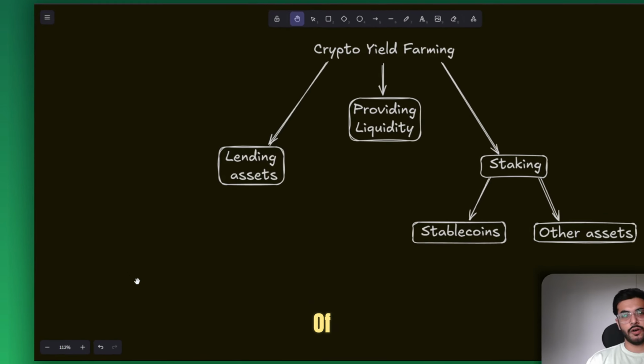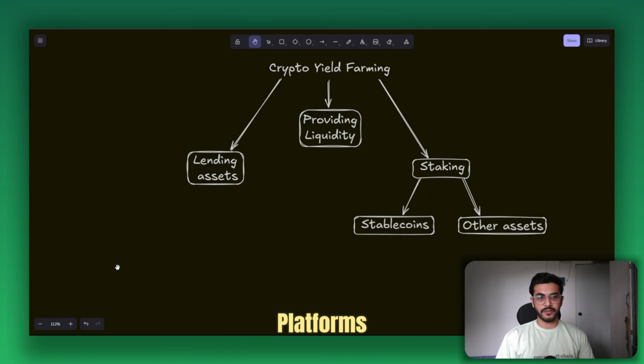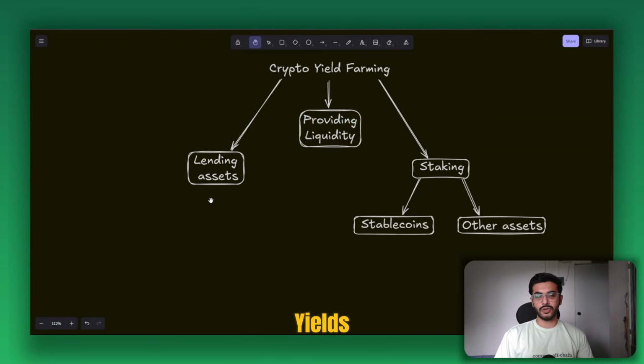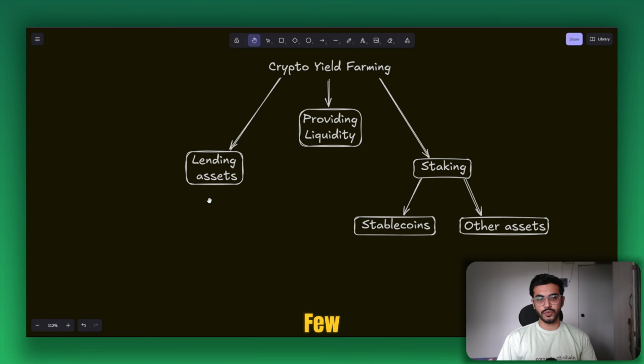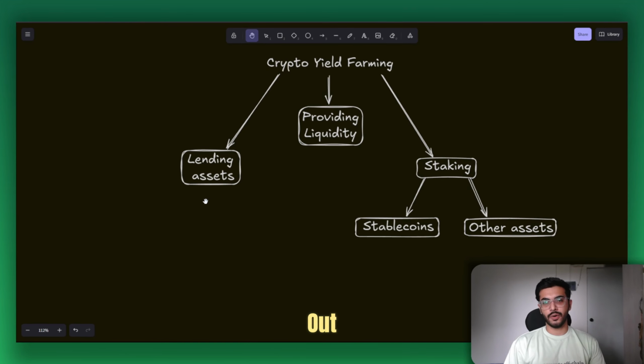Another example of yield farming would be lending out your assets in lending and borrowing platforms like Aave to earn yields. This is arguably one of the easiest ways to earn yields on your crypto assets. All you have to do is deposit your assets into lending platforms. There are no complex strategies involved. Once you have lent out your assets, you will start earning passive income. Of course, it is not completely passive. There are a few things that you will have to monitor before and after you have lent out your assets.